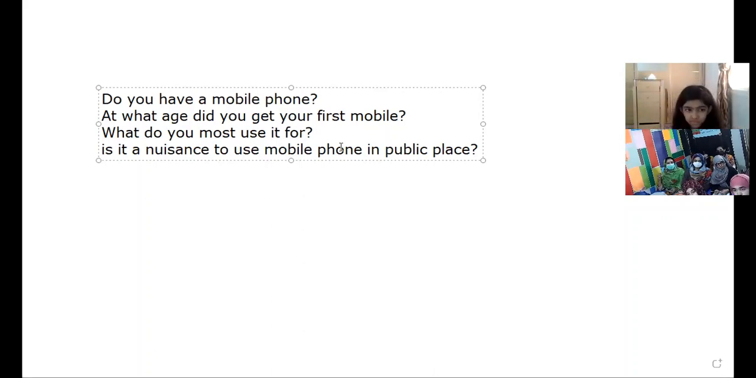Is it a nuisance to use a mobile phone in a public place? When using a mobile phone in public places like trains and buses, I don't think it's a nuisance. Sir, should we say nuisance or annoying? It's annoying, it's okay, fine, you can say: is it annoying?